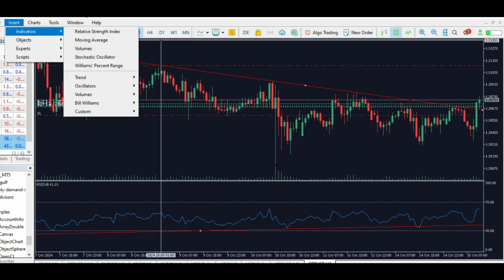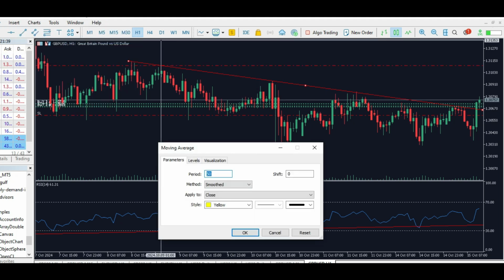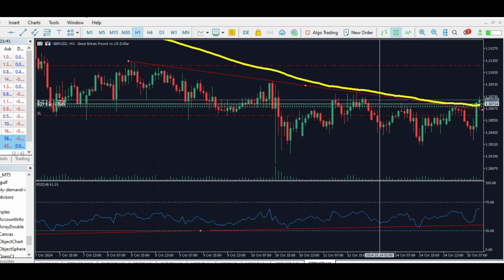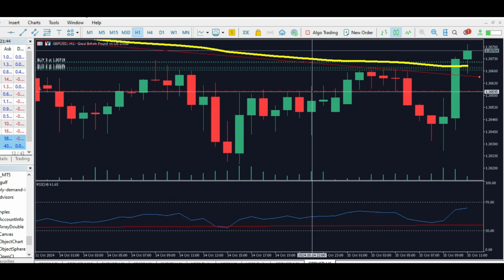I will do the same thing as with euro dollar. I will add the 50 moving average, and here it is much clearer. The 50 moving average just follows the resistance trend line, which right now we broke. So as you can see, the British pound dollar shows a really good push, and right now this price holds this hour's close above 1.307.